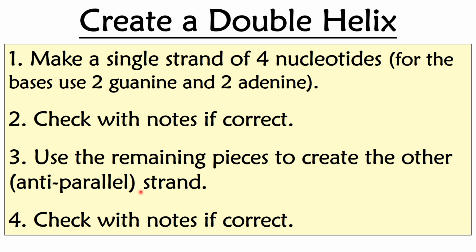A tip for you: once you've drawn the four nucleotides on one strand, just turn your sheet upside down and do the same for the other one. Okay, so pause, go away and do that. It'll maybe take you 5-10 minutes just to draw it out, and then check back with this video or your notes to see if you've got it correct.